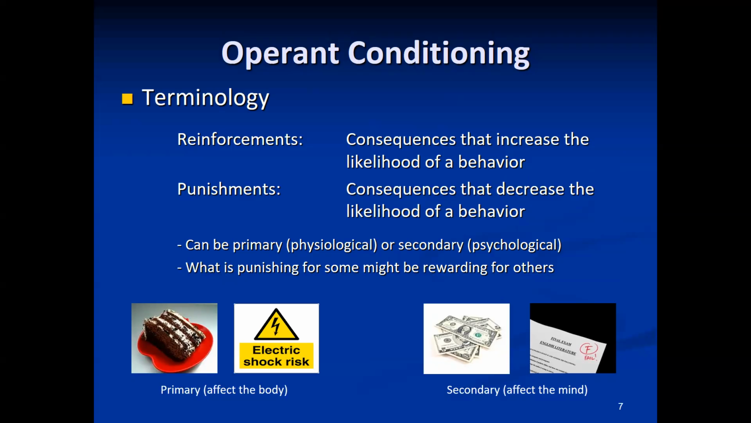Reinforcements and punishments can either be primary or secondary. Primary reinforcements or punishments are physiological in nature. They influence the body, for example, food, water, heat, or pain. Secondary reinforcements or punishments are psychological in nature. They influence the mind, for example, money or threats.